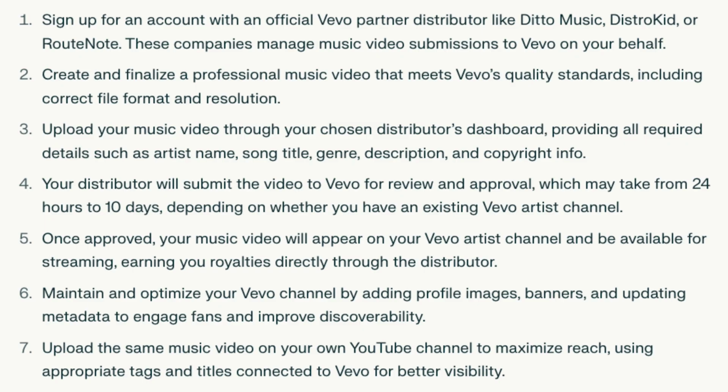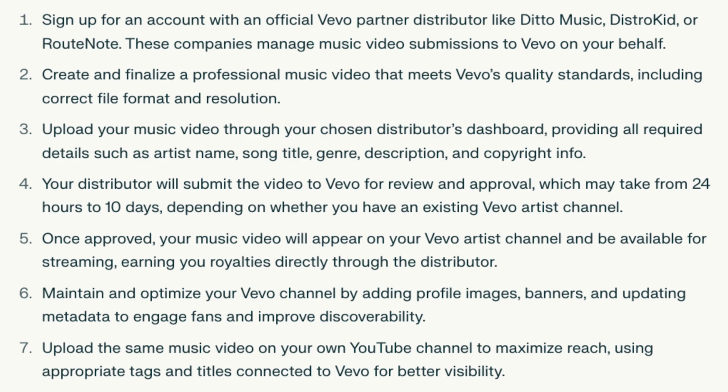Create and finalize a professional music video that meets Vevo's quality standards, including correct file format and resolution. Upload your music video through your chosen distributor's dashboard, providing all required details such as artist name, song title, genre, description, and copyright info. Your distributor will submit the video to Vevo for review and approval, which may take from 24 hours to 10 days, depending on whether you have an existing Vevo artist channel.